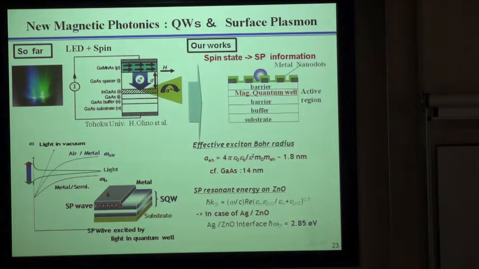To do so, one thing we have to do is to have a crossing point of the light line of, for example, air and metal curves and the semiconductor, zinc oxide curves. Unfortunately, zinc oxide has a very small Bohr radius. Therefore, we can separate very small sizes, enough to accumulate the information.